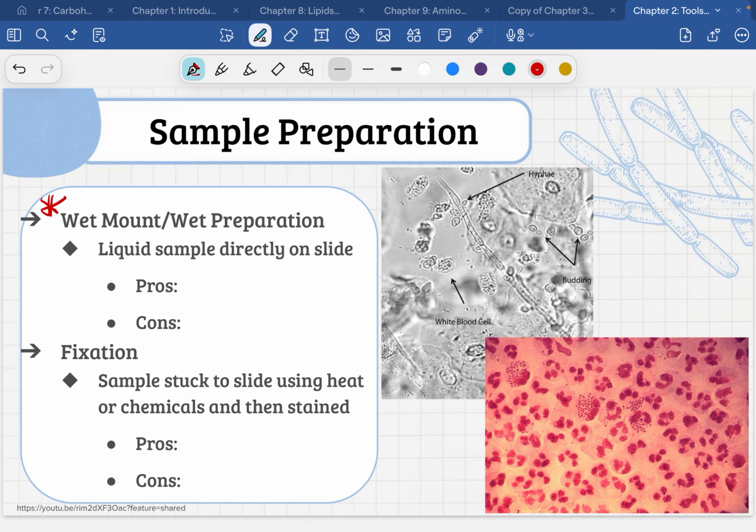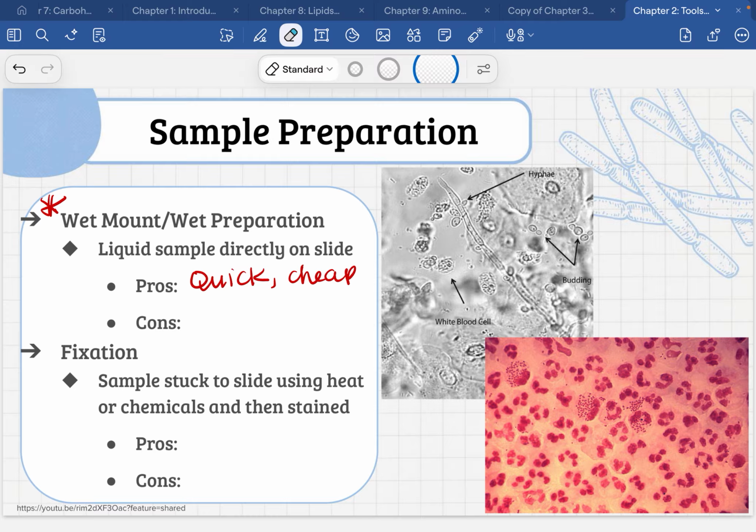Now, the big pros of this is it's quick. And it's cheap. Okay. It takes literally 5 seconds to put a drop of something on a slide and stick it under a microscope. There's no preparation needed, there's no extra steps, there's no staining, there's no drying. None of the other things. It's quick, fast, and cheap. It is very useful for identifying the presence of things.